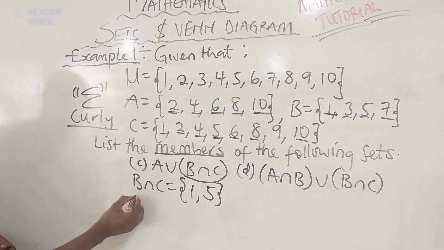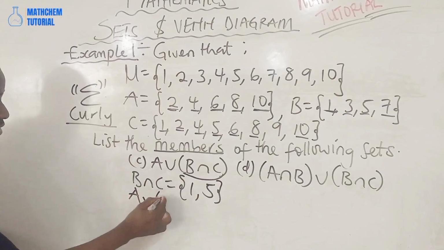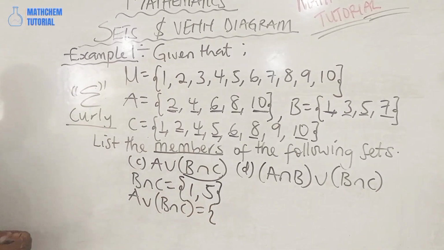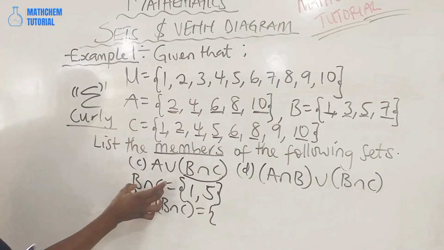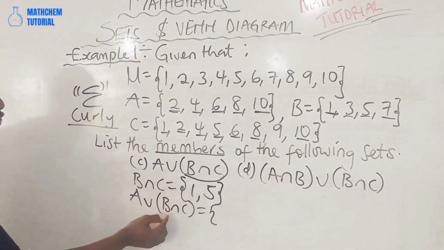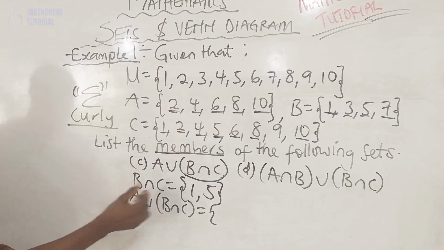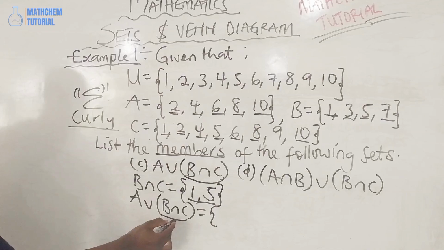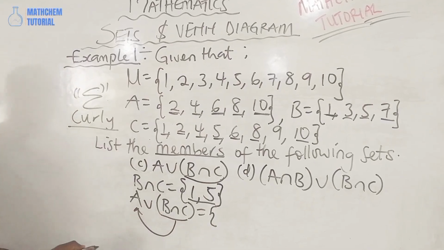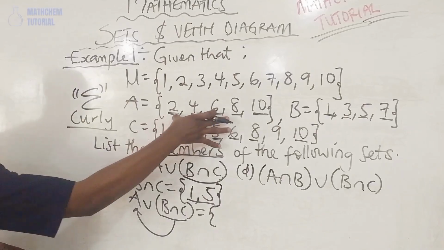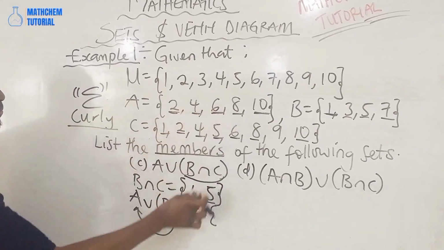So we will now say, okay, A union B intersection C. That will now be what? It simply means that the answer we got when we intersect B and C together, which is 1 and 5, we are going to union it with A. That means these two answers, 1 and 5, we are going to union with A. And union means combining this together with subset A. So the elements we have here, we are going to combine with this.